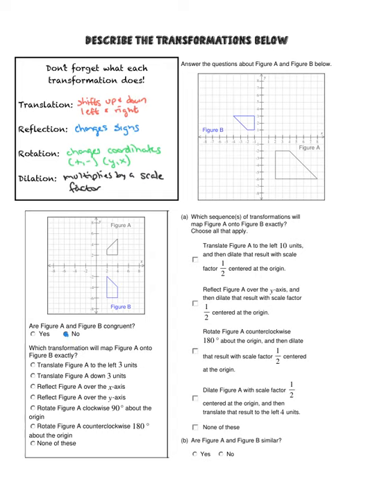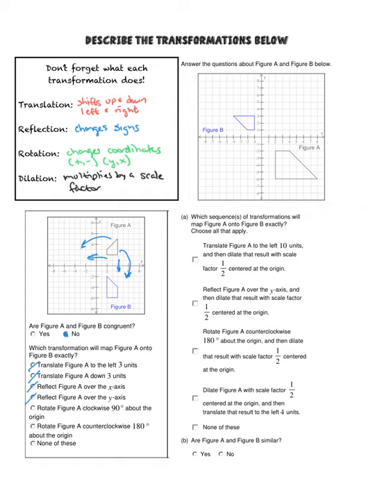Is there a transformation that will map figure A onto figure B? Well, let's take a look at our choices. Translate figure A to the left 3 units. Well, moving it to the left 3 units does nothing. Okay, translating it down 3 units also does nothing. Reflecting it over the x-axis, well, that does nothing because the points don't match up, do they? Reflected over the y-axis, well, that doesn't put it there.